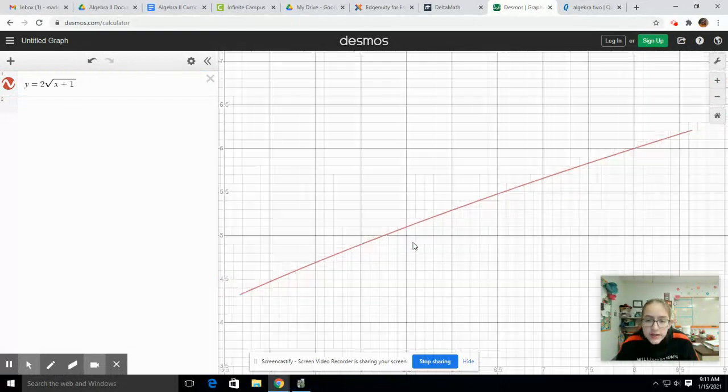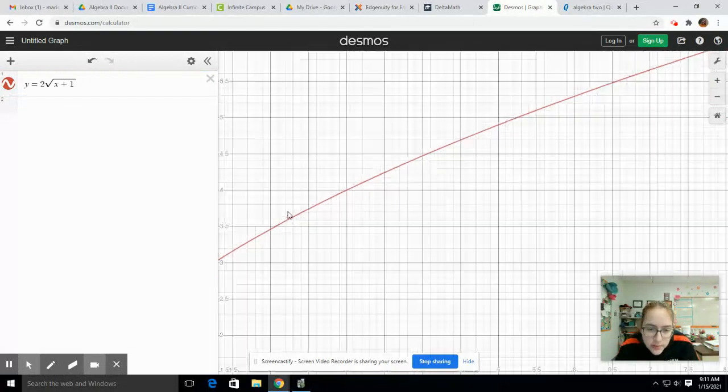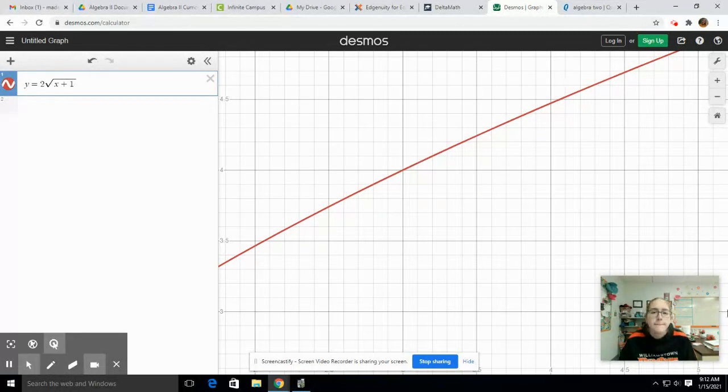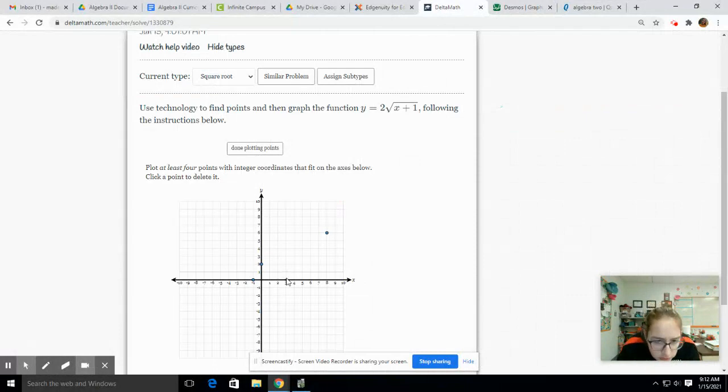See how close that one looks, but it's not. So it is super duper handy if you do have one of these calculators at home. But if you don't, no worries, we will get through it. Looks like we got 3, 4 right there. Perfect. So 3, 4. Now we have our 4 points.